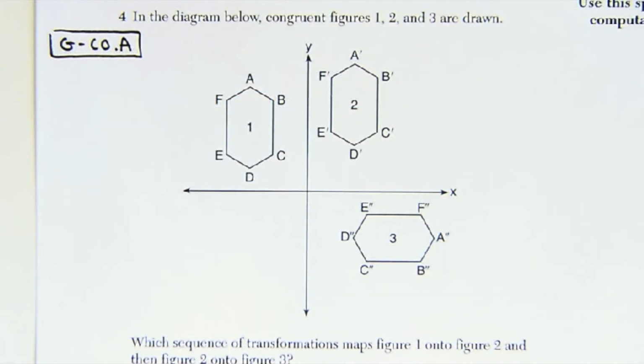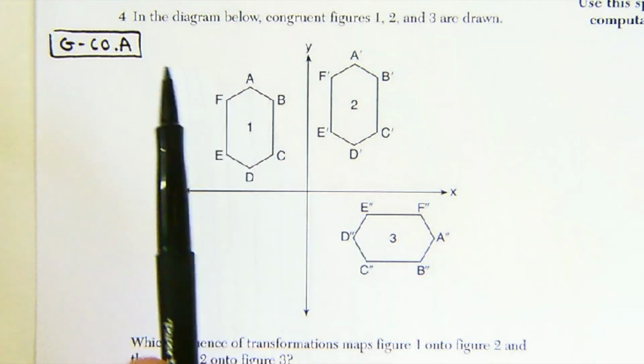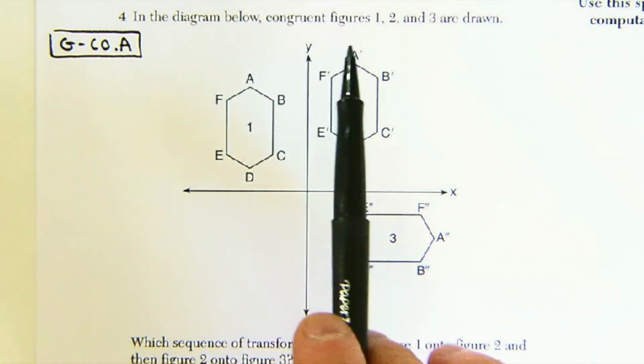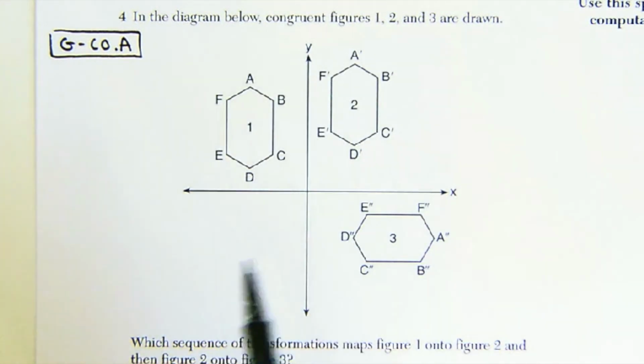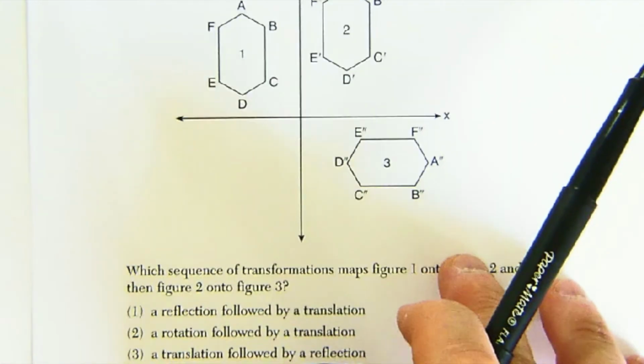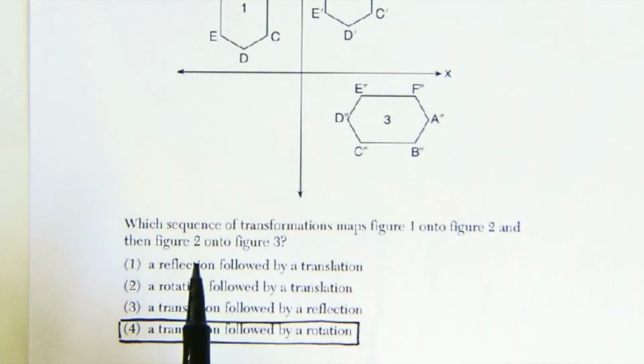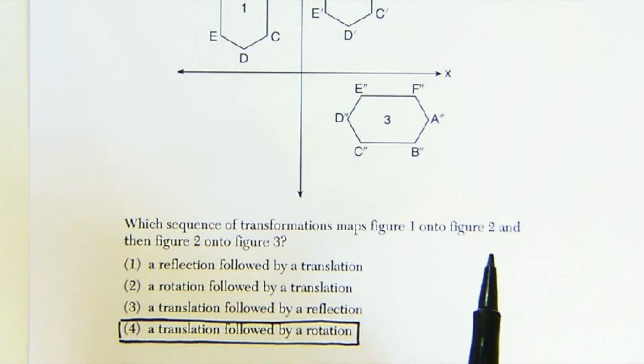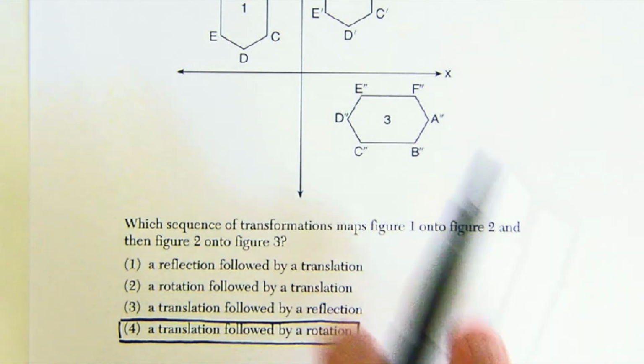All right, let's look at question 4. In the diagram below, congruent figures 1, 2, and 3 are drawn. So we're in a congruence world here. This is them. And then it asks, which sequence of transformations maps figure 1 onto 2 and 2 onto 3?